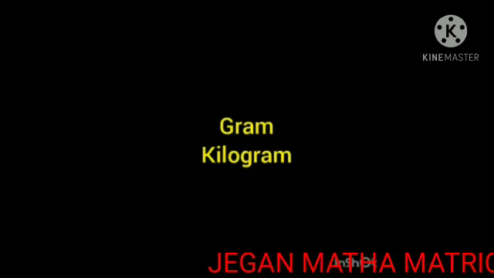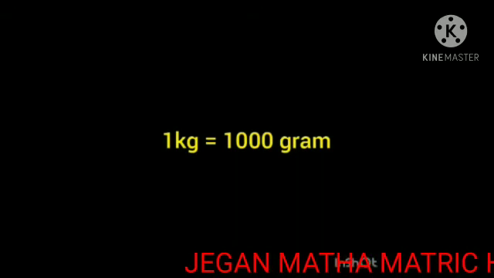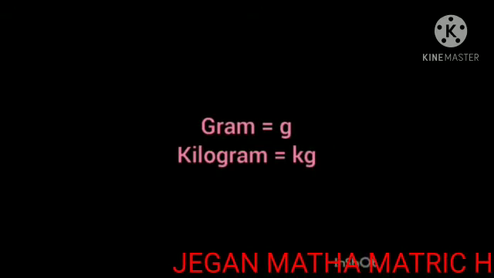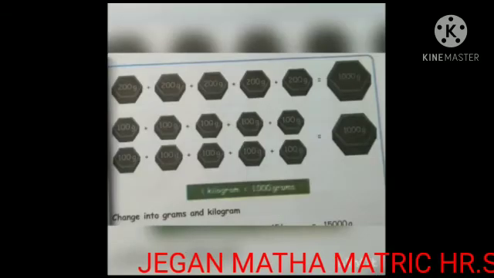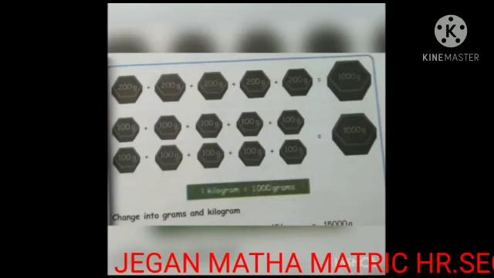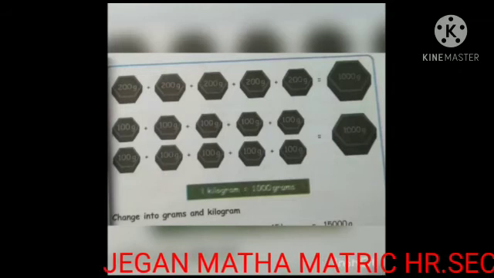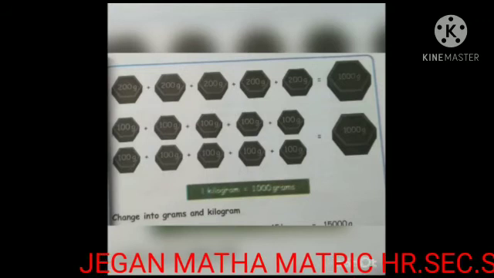So kilogram and gram, this is a standard unit of measuring weight. 1 kilogram equal to 1000 gram. Gram and kilogram are shortly written as g and kg. See, so these gram stones help us to measure the correct weight. So 1 kilogram equal to 1000 gram.